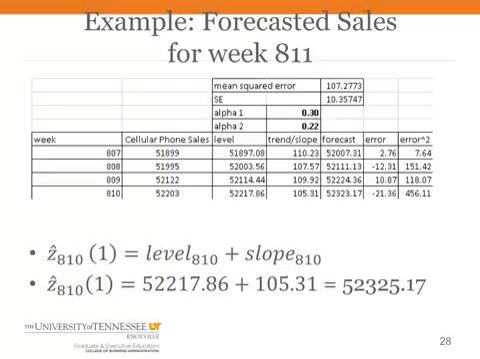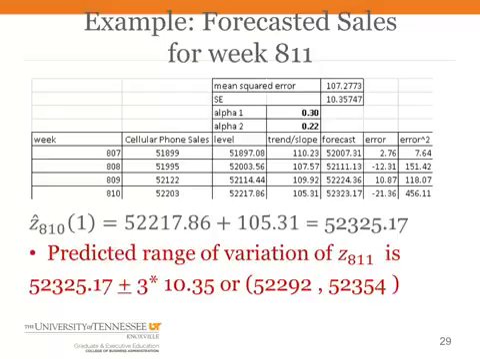And here's an example of how you would use the model. Let's suppose it's the end of the data and we're in week 810, and we want to forecast what's going to happen in week 811. We just add together the estimated current level and the estimated current slope, and that's our forecast for the next period. And to get the predicted range of variation around that one-period forecast, we just add plus or minus 3 standard errors.